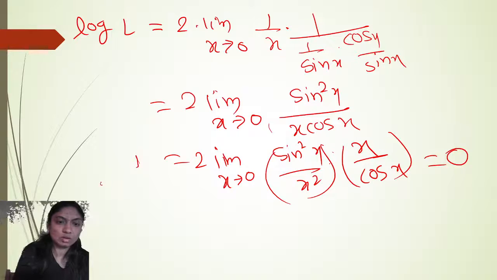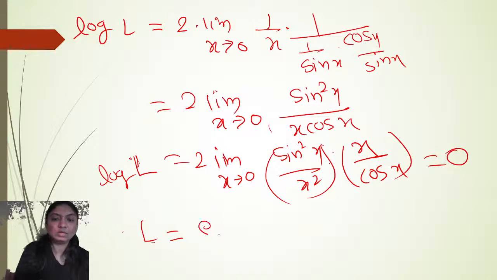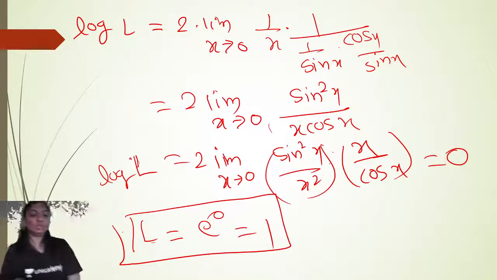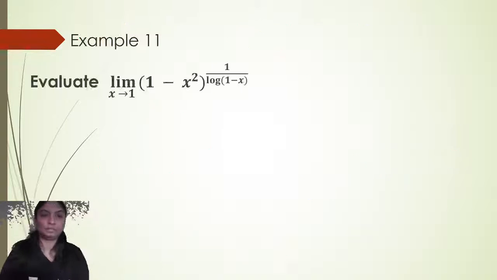This log L is equal to 0. So L is equal to e raised to 0. But e raised to 0 is 1. So value of the given indeterminate form is e raised to 0, which is equal to 1.